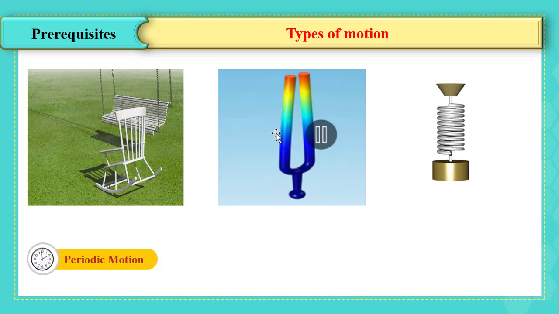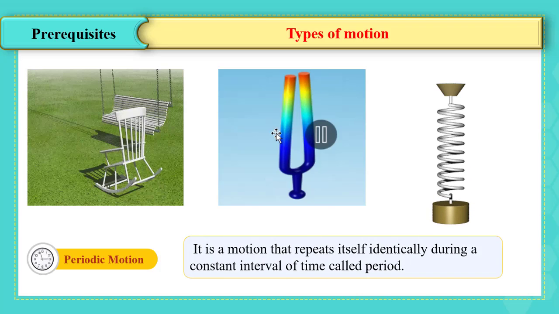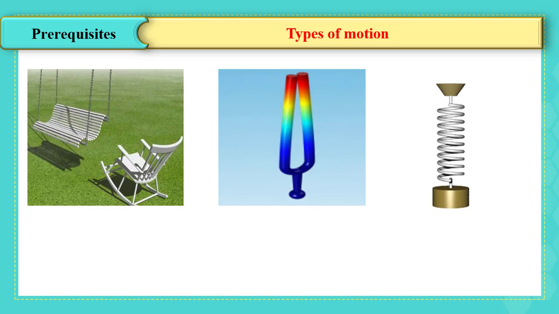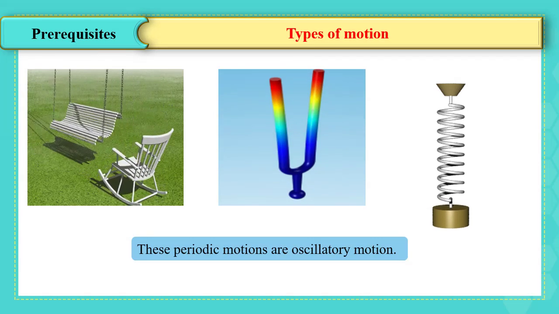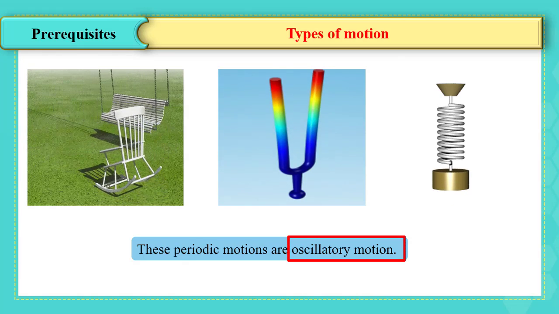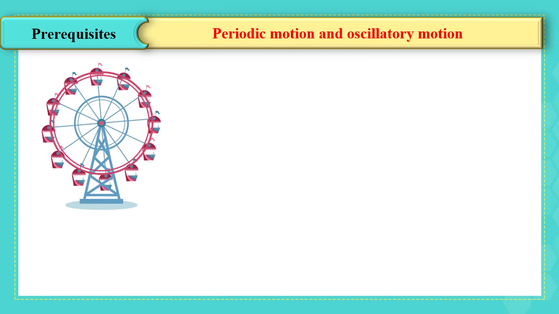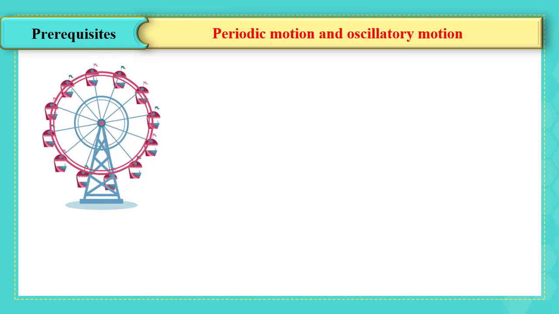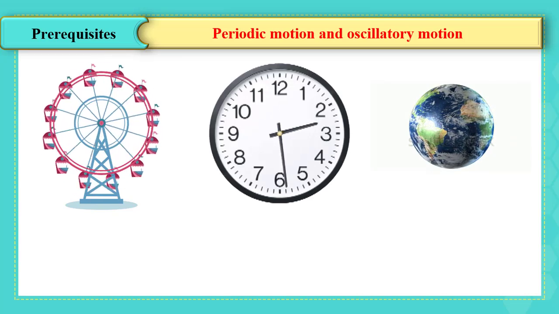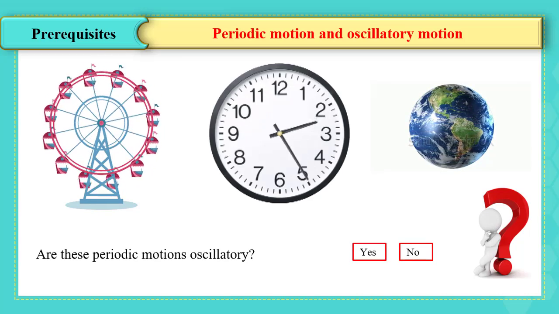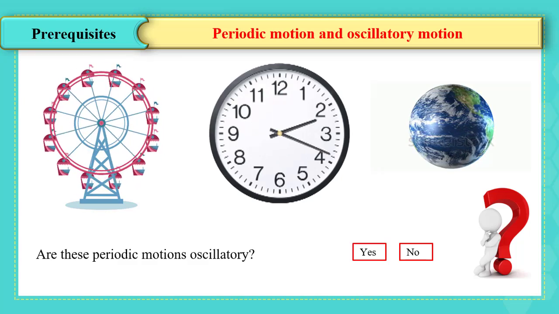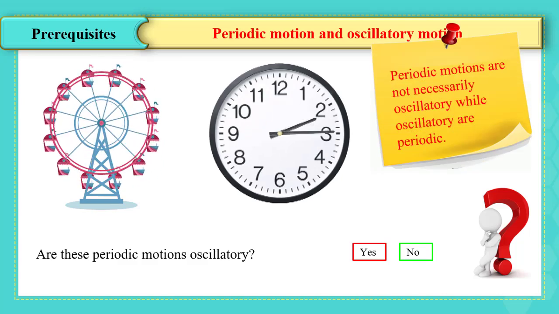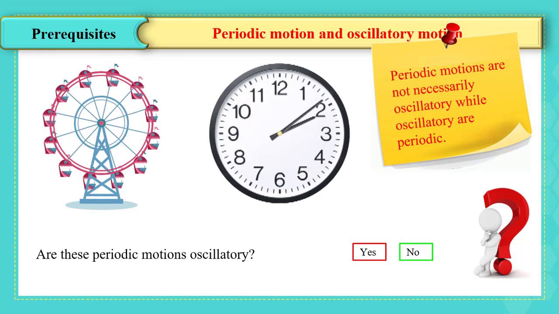What is periodic motion? It is a motion that repeats itself identically during a constant interval of time called period. These motions are oscillatory. But the question is, are all periodic motions oscillatory motions? Check these motions and then I will repeat the question. The Ferris wheel, clock, earth, all these are periodic. Can we consider them oscillatory? No. Then, not all periodic motions are oscillatory motions, yet the opposite is correct.